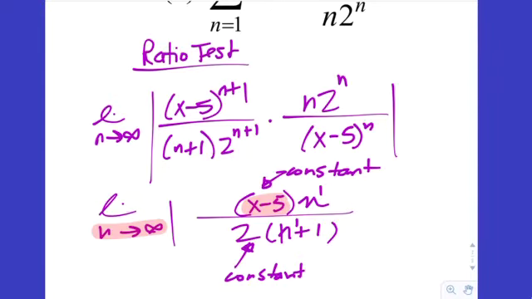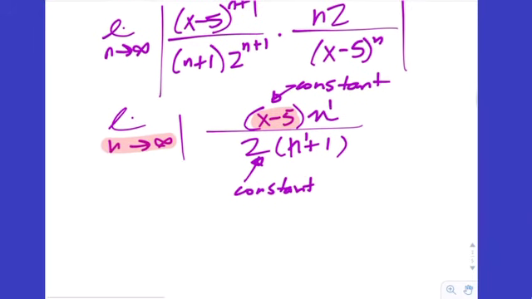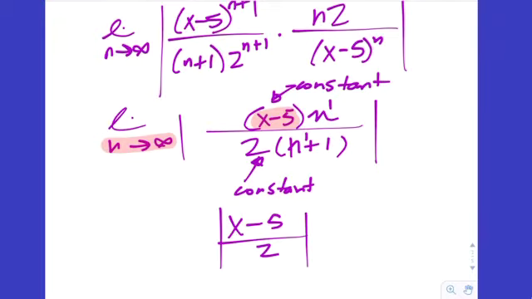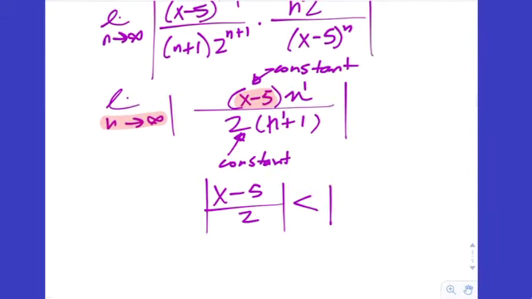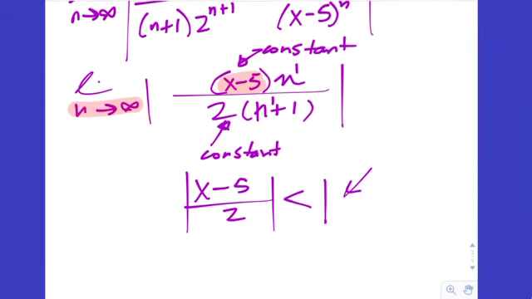That's leading coefficient over leading coefficient, isn't it? The leading coefficient of n on the top is the quantity x minus 5. So we're just left with x minus 5 all over 2. In this case, it didn't go straight to 0. It went to x minus 5 over 2. That will only converge if it's what? Less than 1, okay? So if there's still a variable left, you're going to force it to be less than 1.